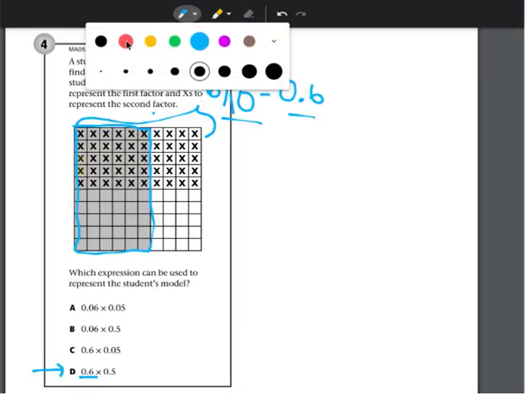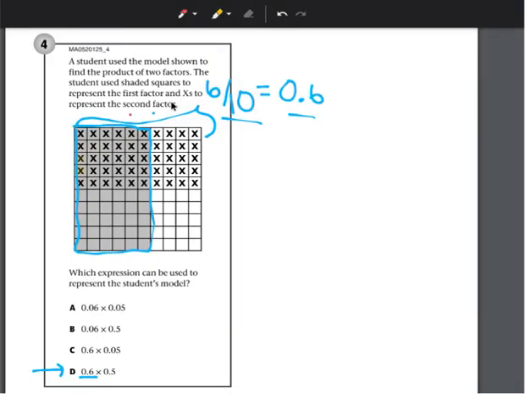Okay, now we want to take a look at our second factor, which, as it tells us in the directions, is what has the x's. So that we're going to look at this way. How many of our rows have x's all the way across? Well, that is 5. And how many total rows are there? Of course, there are 10 total rows. So 5 of 10 have the x's. We could also represent that as decimal 0.5. That is why we see our second factor as 5/10.